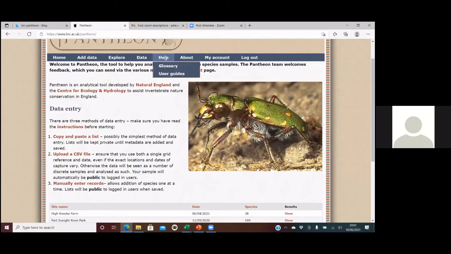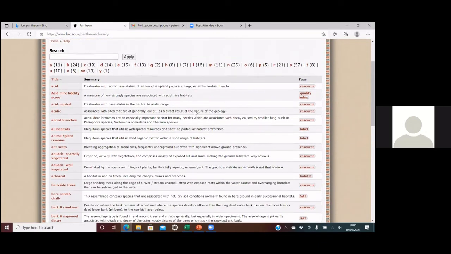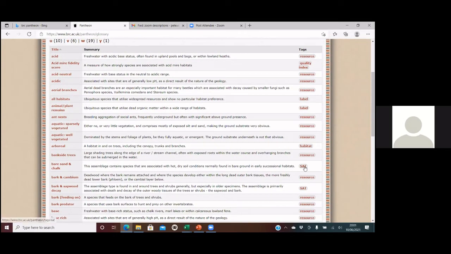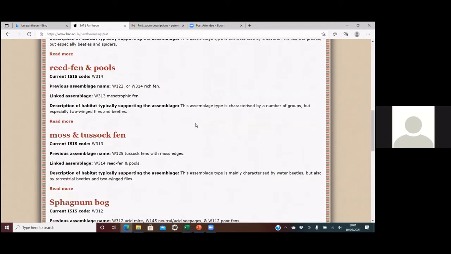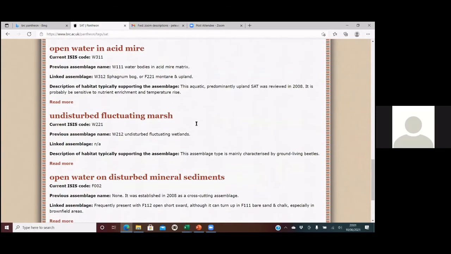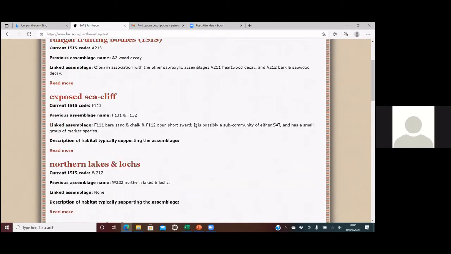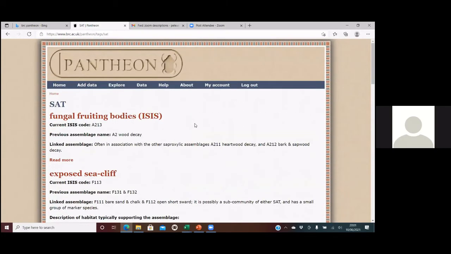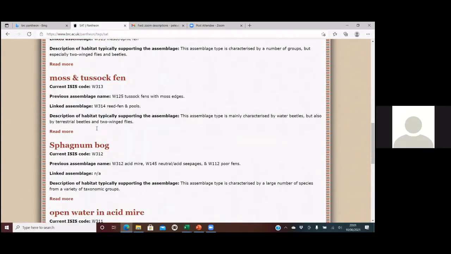So if you remember, I said go to help, click on glossary, scroll down to SAT, click on SAT, and here we have 3 pages of detail about the SATs. And so the first one we'll look at is Sphagnum Bog. So it tells us what the code is.